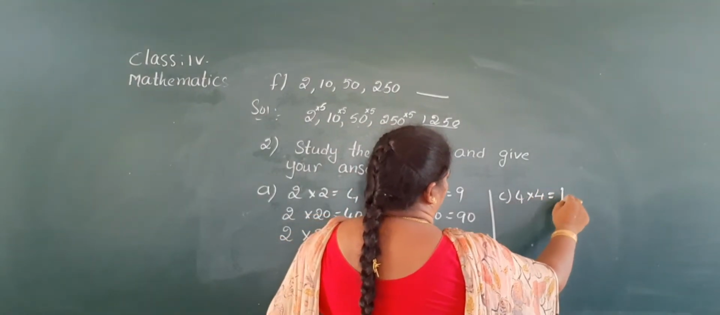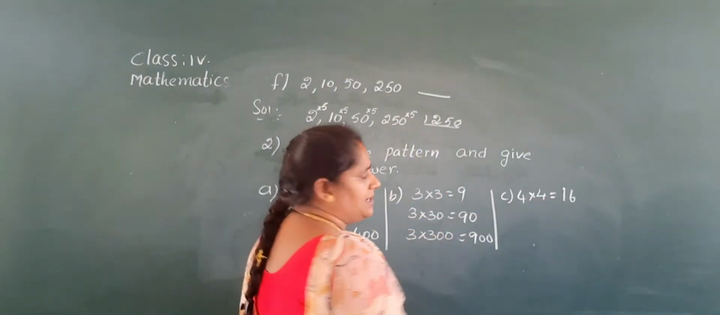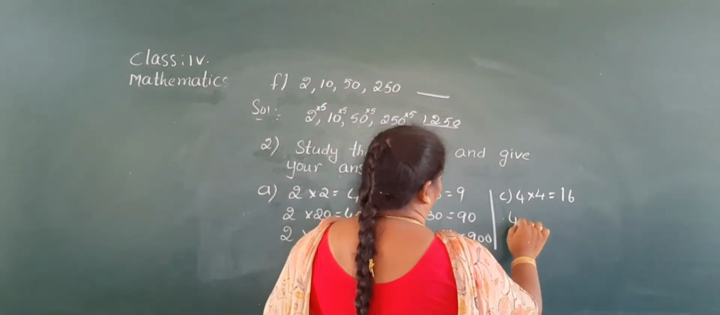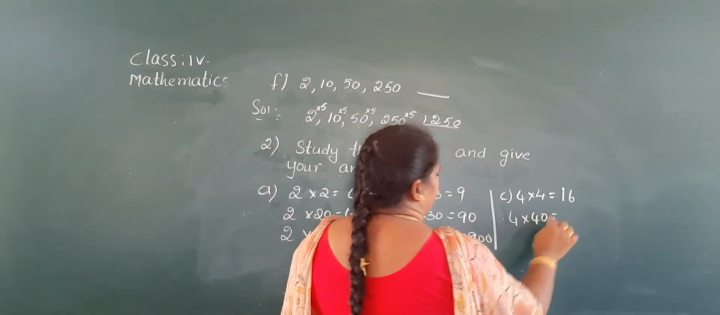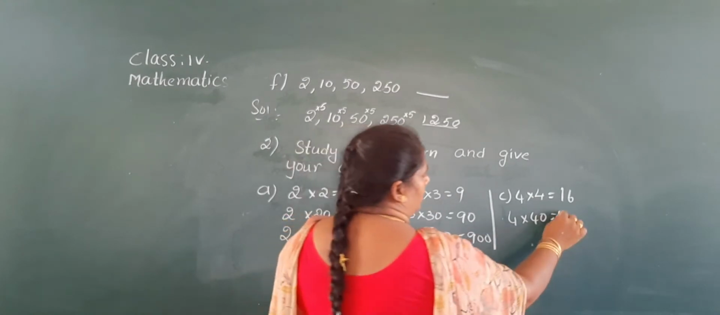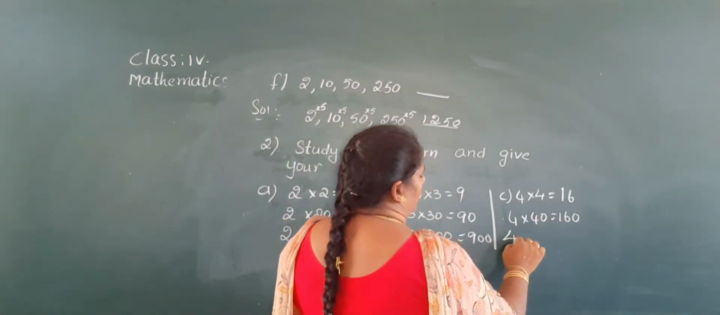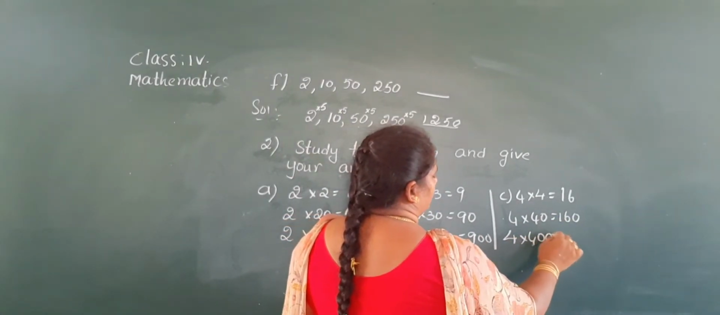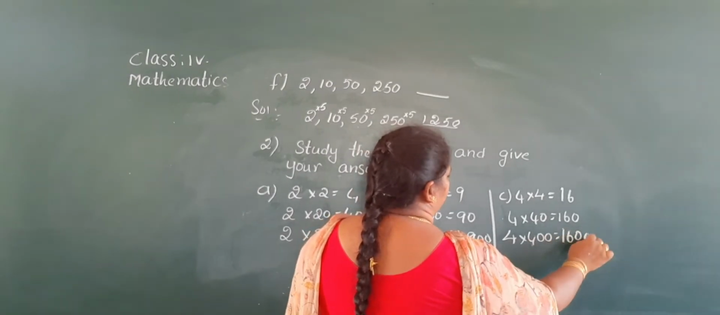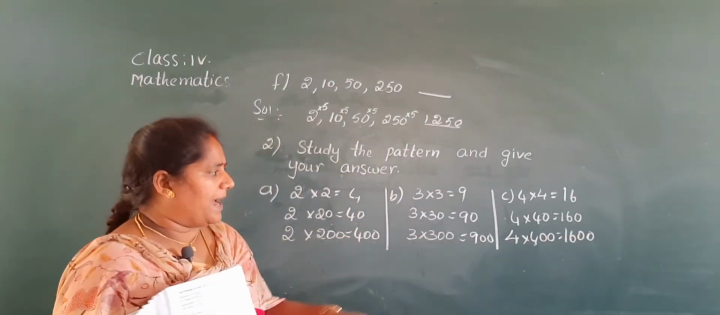4 4s are, come on tell me children, 4 4s are 16. 4 into 40. Here 1 zero is there in the ones place. So you also keep 1 zero. 4 into 400, 1600. Okay, ma? Observe the pattern.